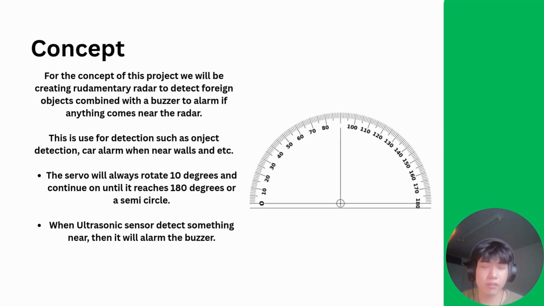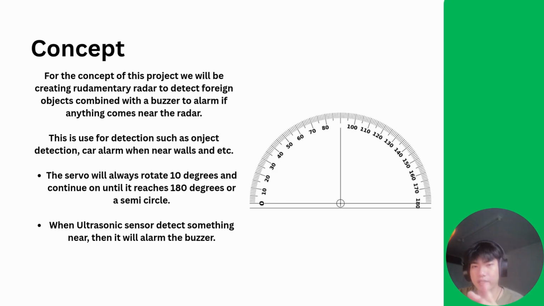For the concept of our project, we want to create a radar that can detect some foreign object, some adversary, some random people or an object, some weird stuff. And then it will be activated if it detects something. It will cause a buzzer to alarm and go beep, beep, beep, very loudly when anything comes near.